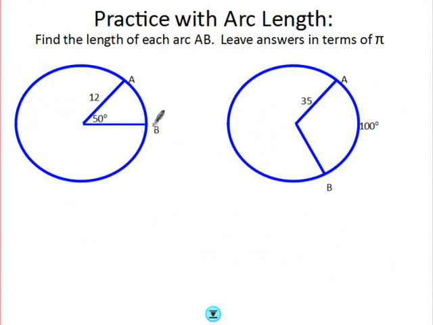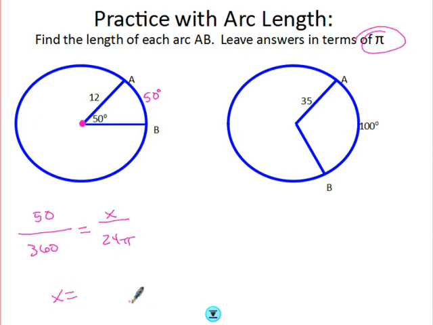Okay, find the length of each arc AB. All right, so we're going to go part over the whole equals part over the whole. So this angle is the same as this arc, right? We know that because it's a central angle. All right, so 50, part of the degrees, over 360, all of the degrees, equals part of the length, part of the circumference, that's what we're looking for, it's what we don't know, over all of the circumference, well, 2 pi r, so 24 pi. All right? It says to leave our answers in terms of pi. All that means is that when we solve for x, pi is going to be a part of the answer, so I don't have to push the pi button in my calculator.